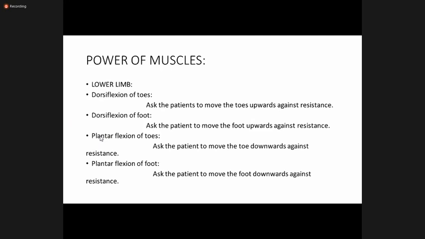So in the toes and foot, you have to check the dorsiflexion and the plantar flexion of the foot and toes, to check the power of the extensor and flexor compartments of the foot and toes.